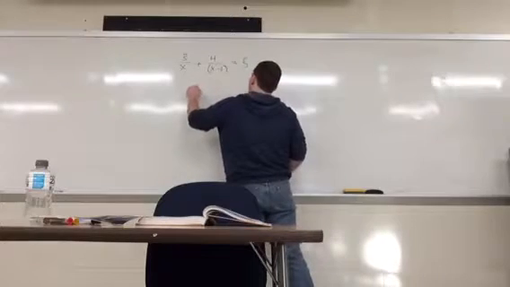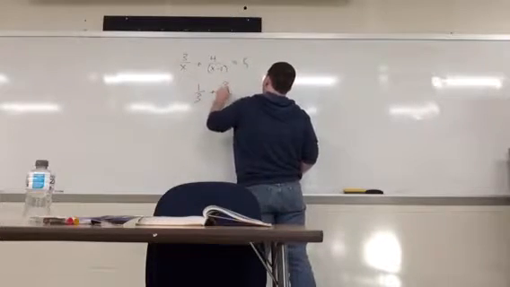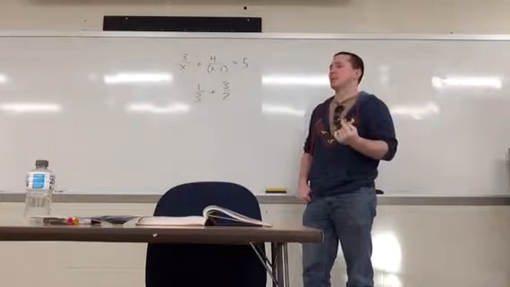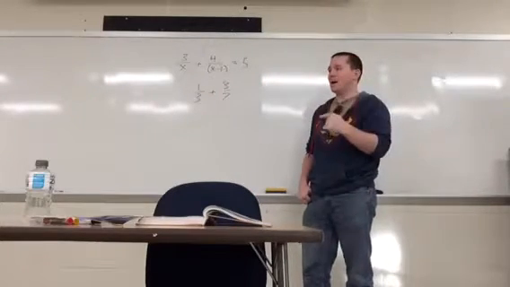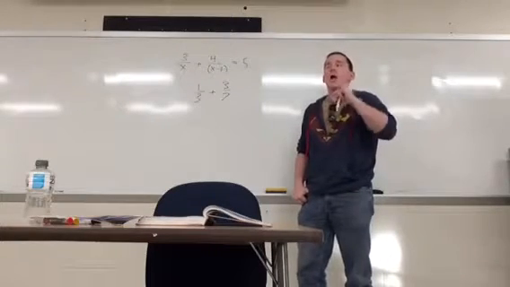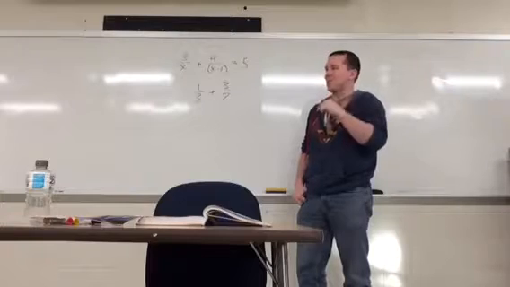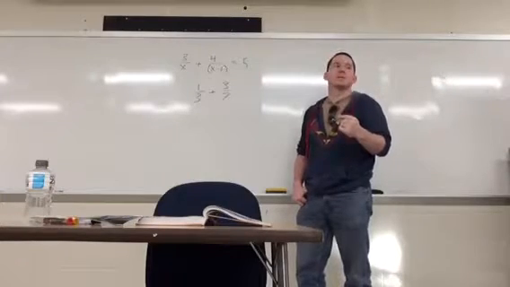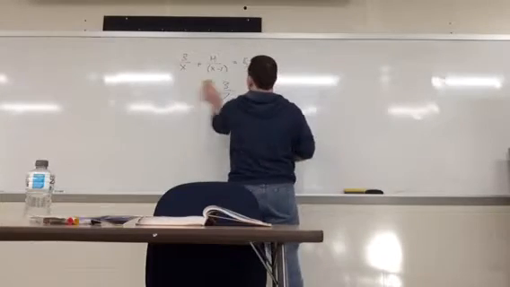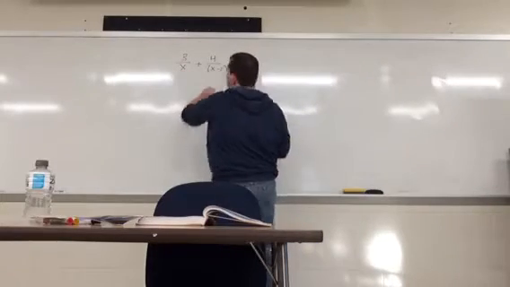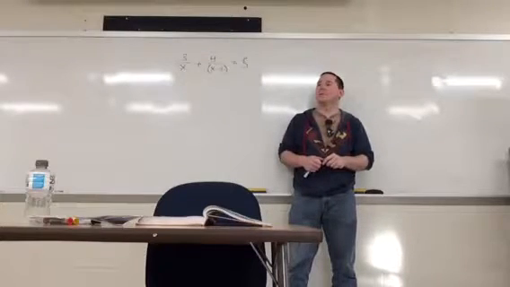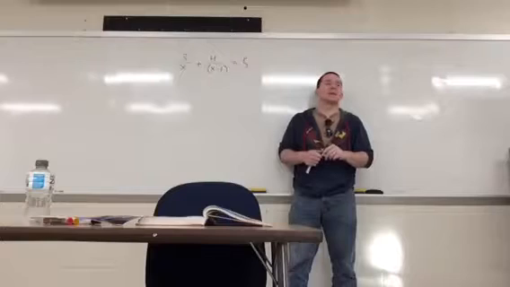If you had 1 over 3 plus 3 over 7, you would find your common denominator. What's the common denominator? 21. How do you find it? Multiply them together. A lot of times there are other denominators that will work, but if nothing else, multiply them together. Do the same thing here. What are my two denominators? x and x minus 1. So, what's my LCM? Multiply them together. x times x minus 1.